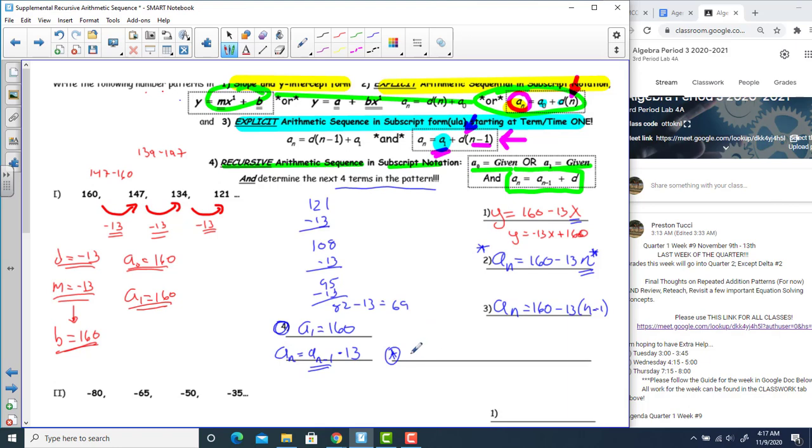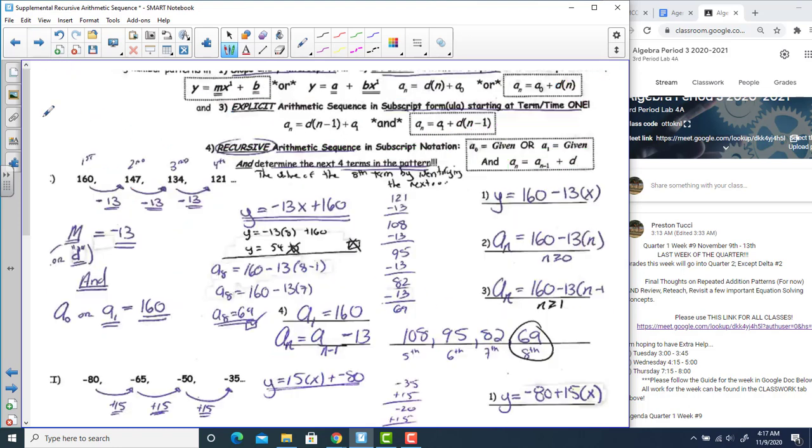So the next 4 terms in the sequence would be 108, 95, 82, and 69. And that's continuing that repeated addition pattern. And again, you can imagine how in this particular sense, or based on the work we've done so far, it might not seem the most productive formula.